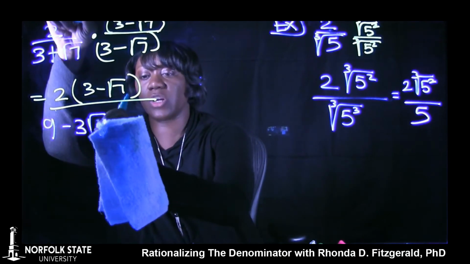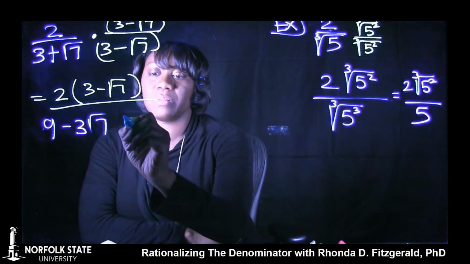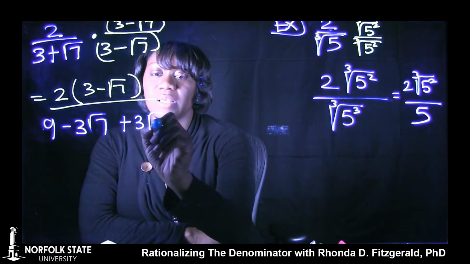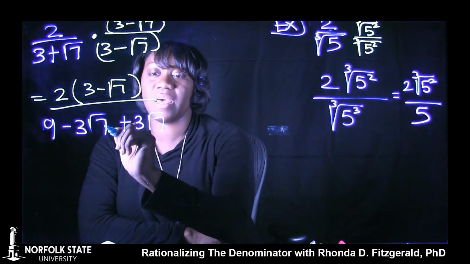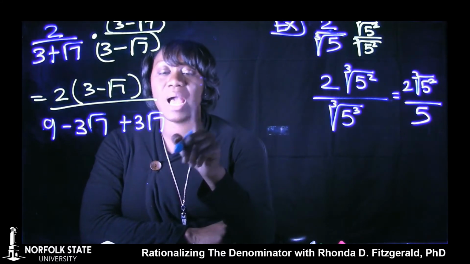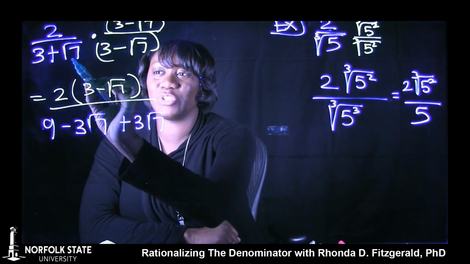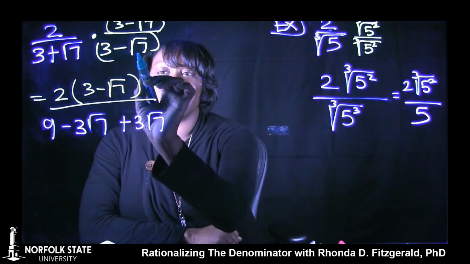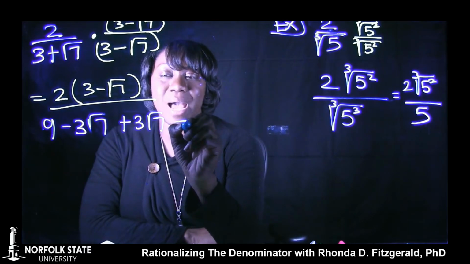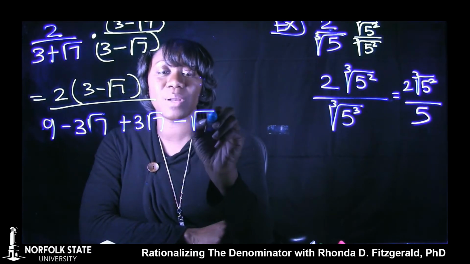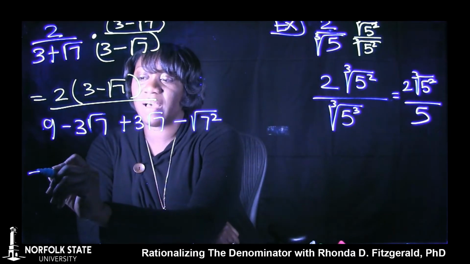Then we're going to do our inner terms. Our inner term is going to be plus 3 square roots of 7. So let's look. Our inner terms are the square root of 7 and that 3. So 3 times the square root of 7. And then the last in this situation is the square root of 7 times minus square root of 7, which is going to give us minus the square root of 7 squared.